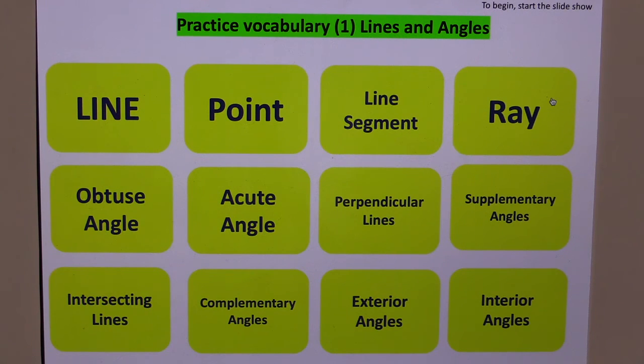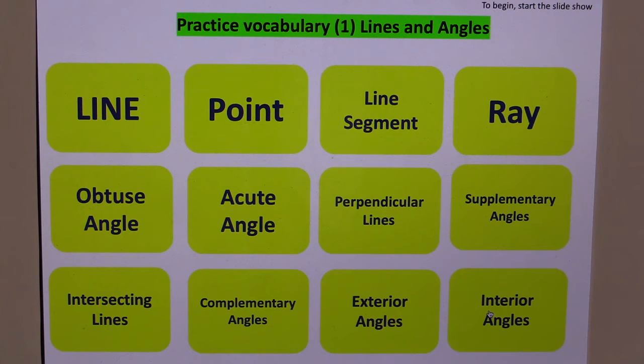So can anybody tell me what a ray is? You can ask them what a ray is. A ray is part of a line that starts at an endpoint and goes on forever in one direction. Right? What about a point? Can anybody tell me what a point is? A point is an exact location. This is named with a capital letter. Okay? Something like that.